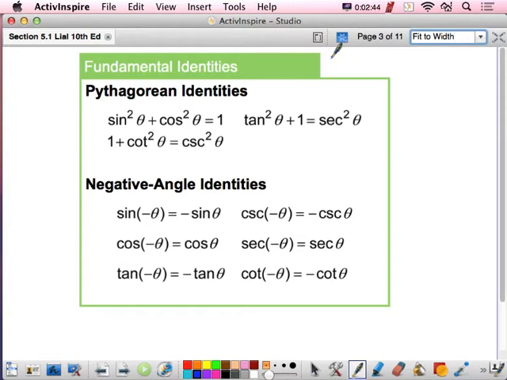Okay? The negative angle identities here, they're not as important, but your book does kind of make a big deal out of them in this section. So you are expected to know them, and you will have a memory quiz on all of these things. The reciprocal, the quotient, Pythagorean, and negative angle. So we will have a memory quiz on that very, very soon, as in like the day we review for your test.